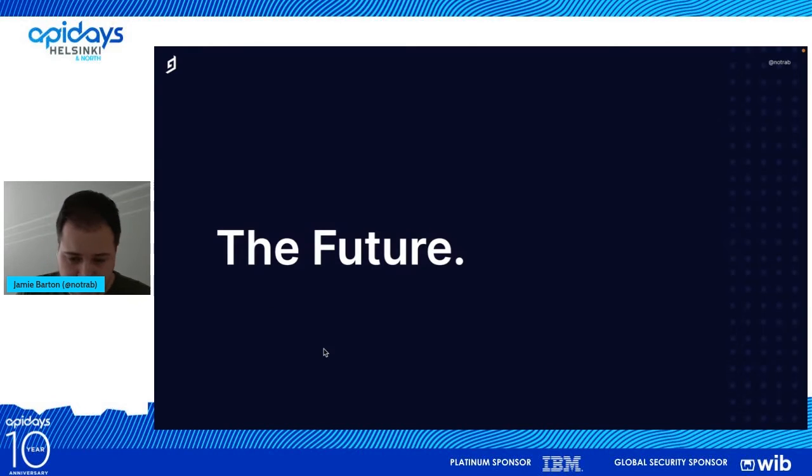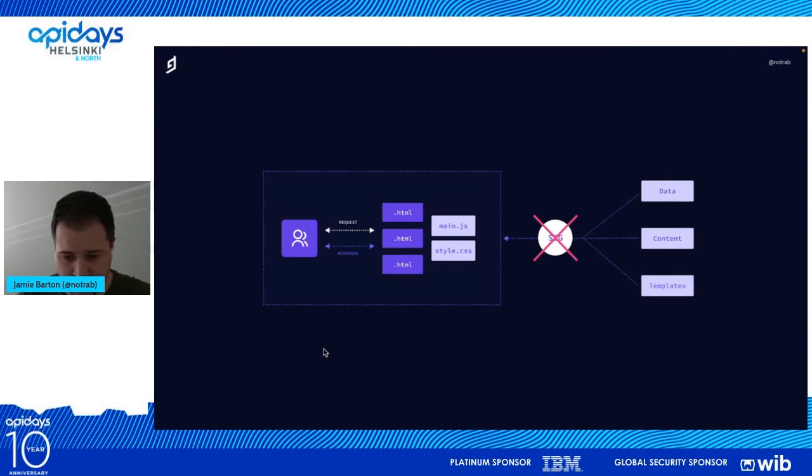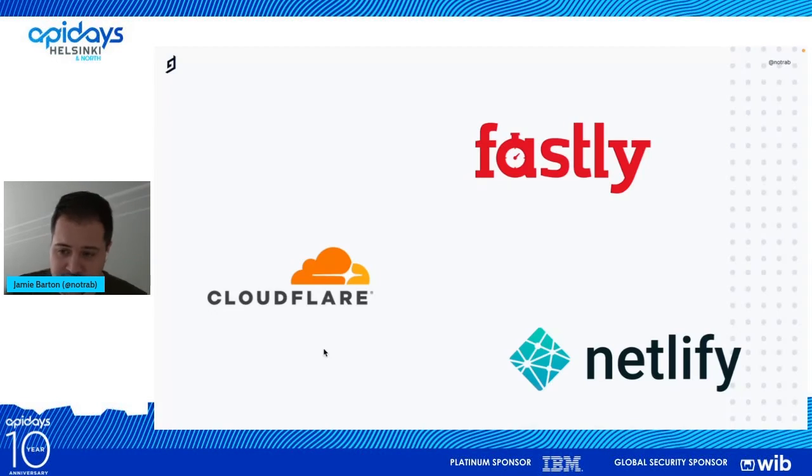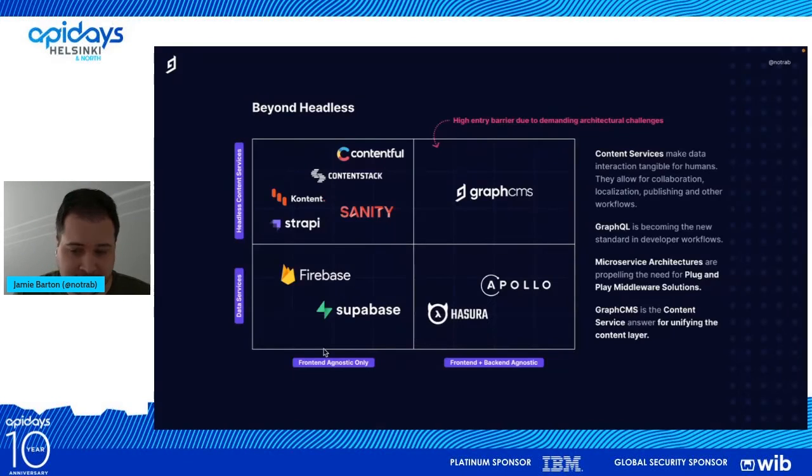I'm going to speed up now because I want to show a quick demo of what this looks like. We think let's remove that SSG step and let's replace it with GraphCMS. We've got this return of server-side rendering. We've got a huge increase in services like Cloudflare, Netlify, and Fastly. Edge computing is a thing now. We can now do things on the edge when the user, the consumer, requests something from a web page. It's a lot faster and easier now to compute that than it ever was before. So I think we're going to see a huge rise in that server-side rendering.